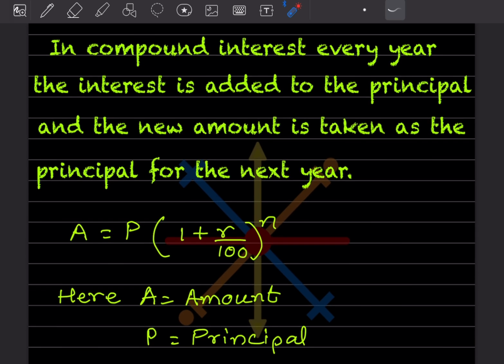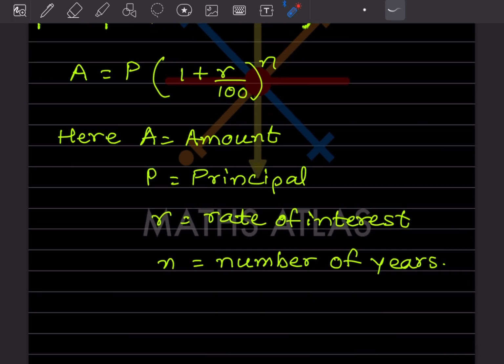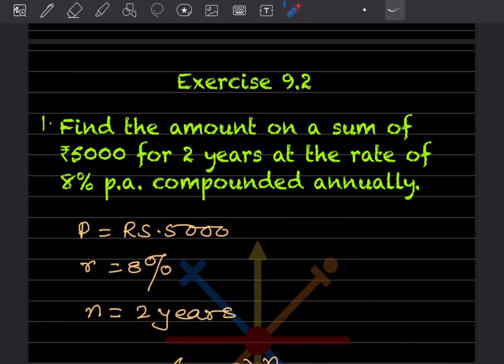We have to remember this formula for compound interest, that is A = P(1 + R/100)^N. Here A is the amount, P is the principal, R is the rate of interest, and N is the number of years. Now let us start with exercise 9.2. In this one, we are going to see how it is compounded annually. In the next video, I'll show when it is half yearly, quarterly, and so on.